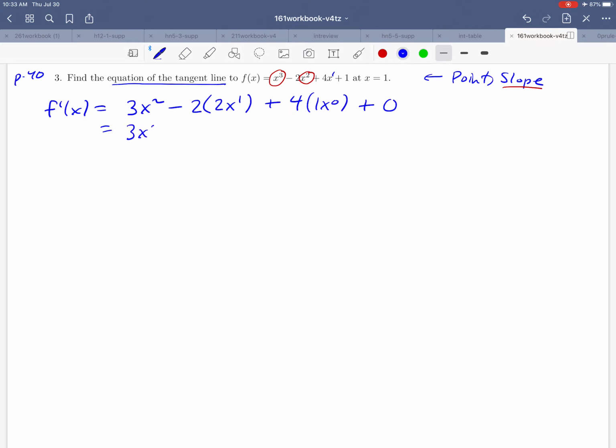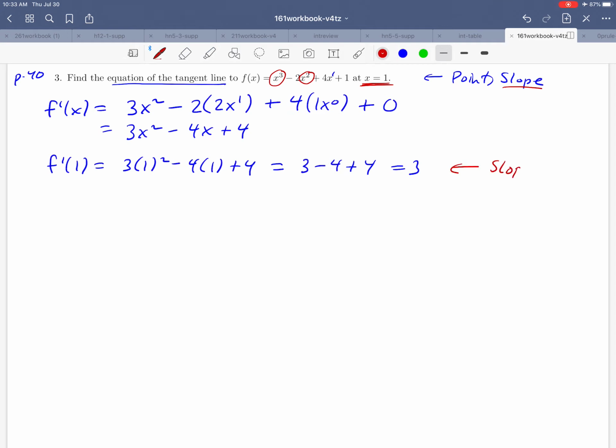Okay, let's simplify this a bit. So we're going to get 3x squared minus 4x plus 4. There's our derivative. Okay, but to get a slope, we need a number. And so the idea is to use the fact that we want the slope at a specific value of x, x equals 1. So we're going to take that 1 and substitute it into our derivative and see what we get. So let's see, that's 3 minus 4 plus 4. That looks like it's going to simplify to 3. Okay, and so we have figured out that the slope of our tangent line is 3.